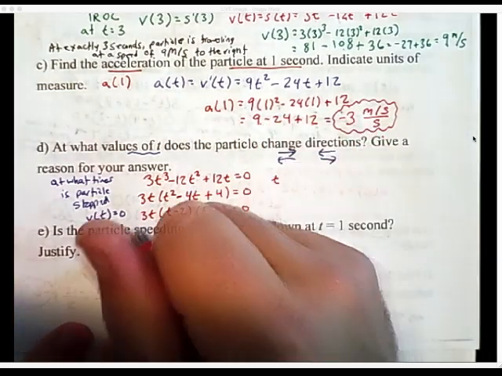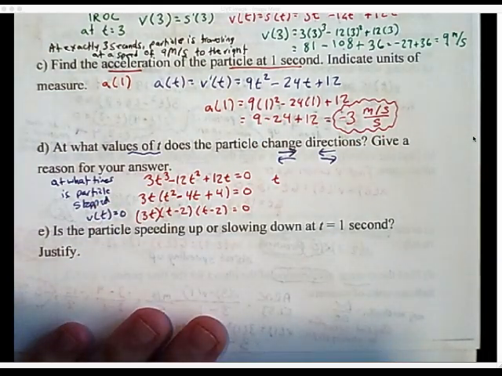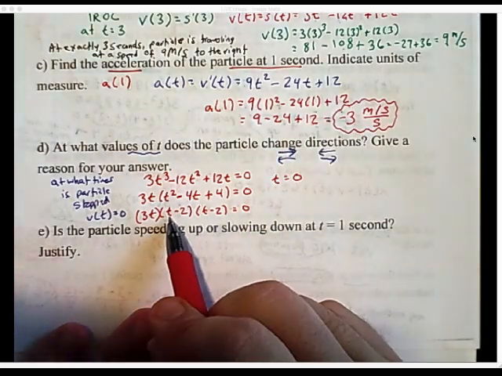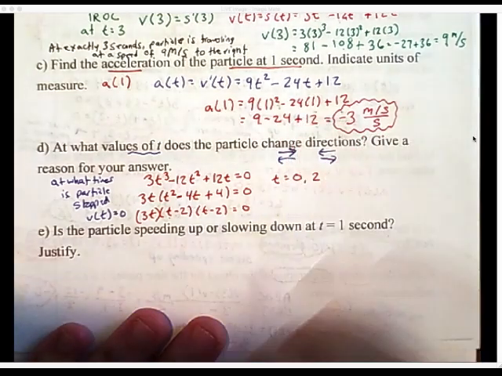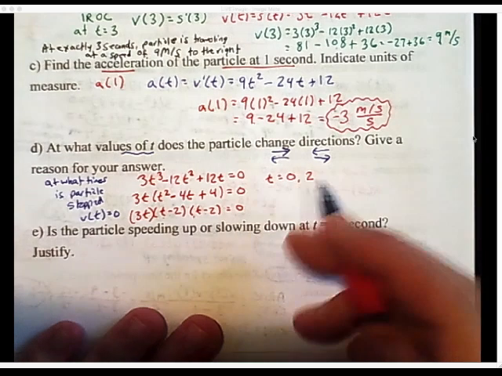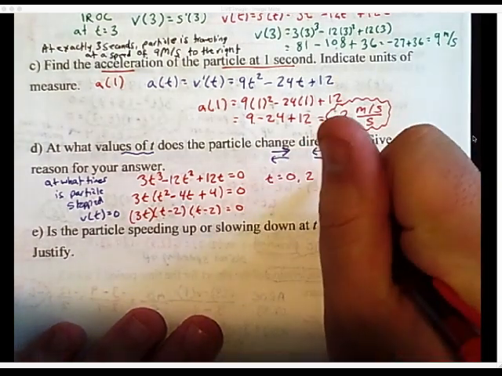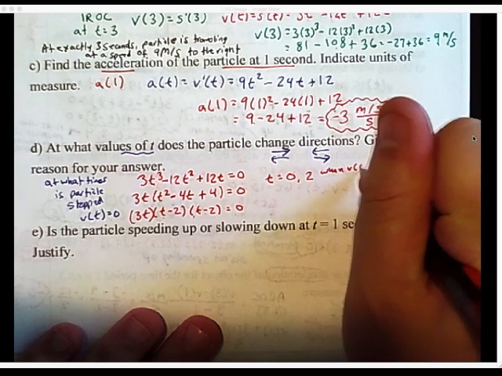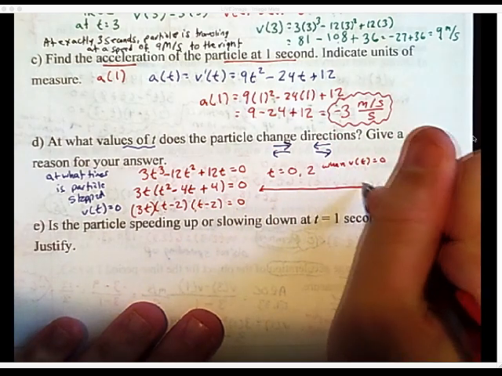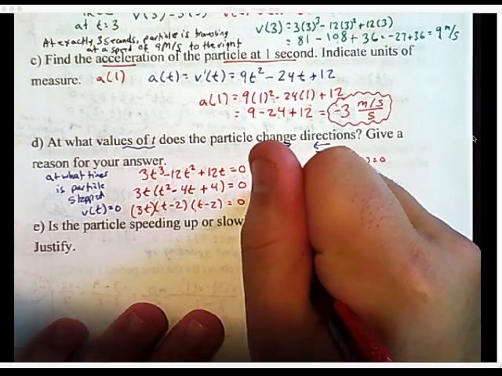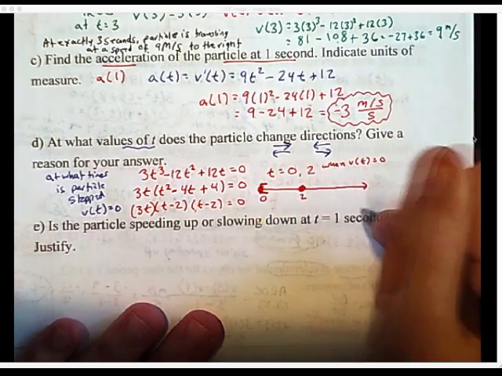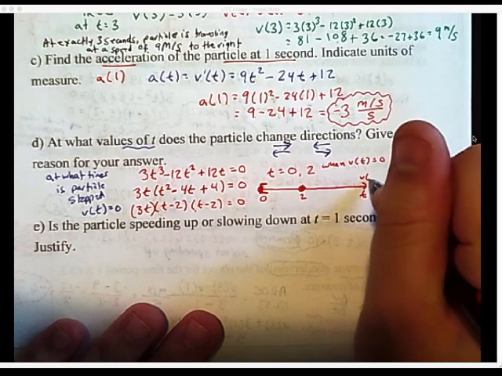So if I look at each one of these things, and I can put a parenthesis around that as well, 3 times what would give me 0? 0. What number minus 2 would give me 0? 2. What number minus 2 would give me 0? 2 again. I don't need to rewrite it. So on my number line, these are the times when the velocity equals 0. So now let's put that on a number line. And technically we start our time at 0. So here's times. Let's figure out the signs of the velocity.